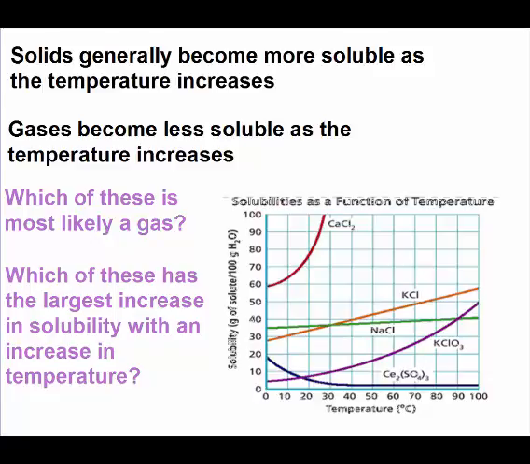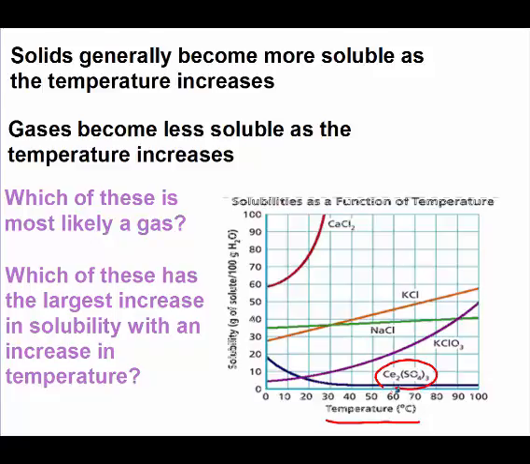So looking at all those lines, which of these is most likely to be a gas? Which one is becoming less soluble as we increase the temperature? If you said this bottom purple one, or cerium sulfate, you're correct. If one of these was a gas, then that would be the most likely candidate.